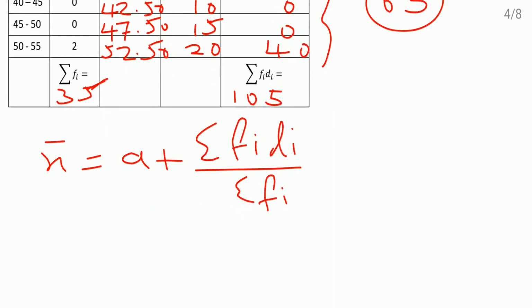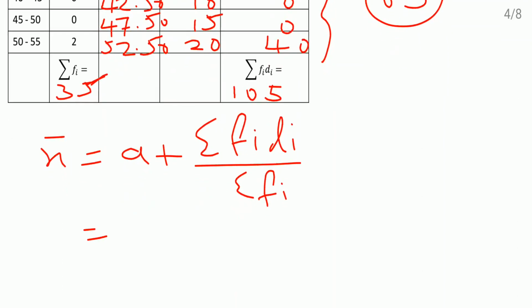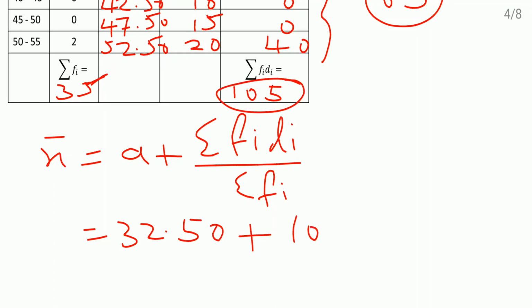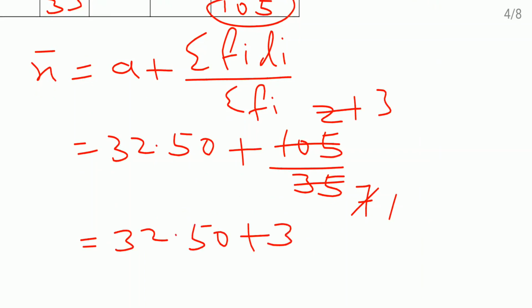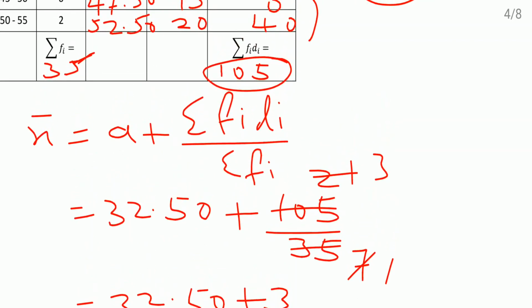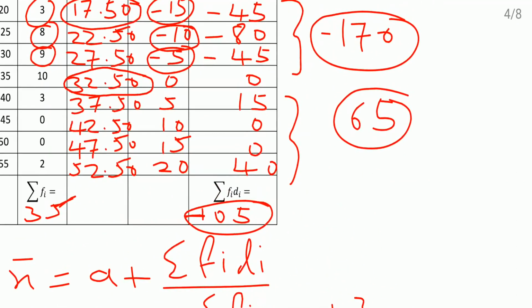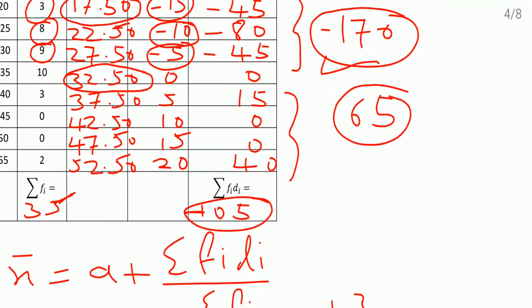We'll substitute the values here. Our A we assume 32.50 plus sigma fi di means 105 divided by 35. Correct. Now see here. 5 sevens are 35, 7 threes are 21. So here 32.50 plus 3. I made a mistake here. It's supposed to be minus. One mistake, children. This is a negative sign. See here once again. This one is a bigger number. Correct. So it's supposed to be negative.